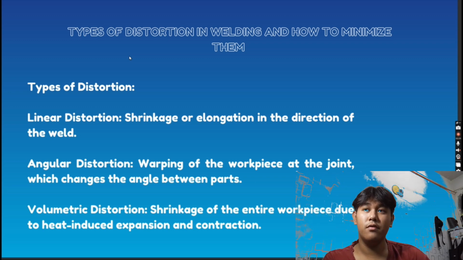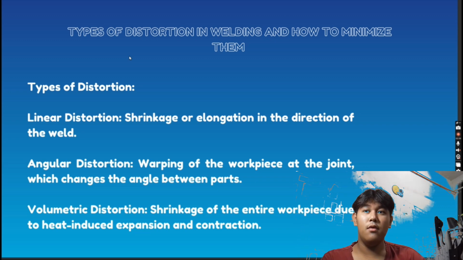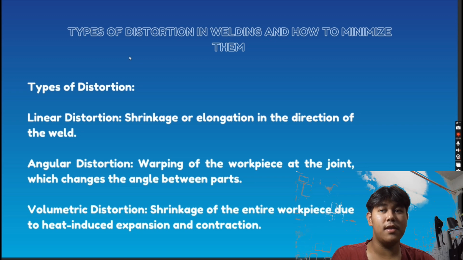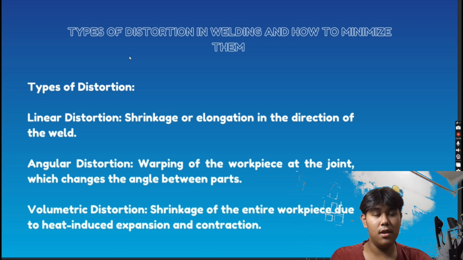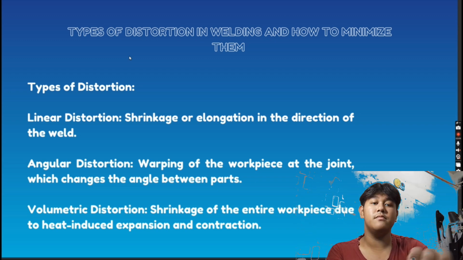Finally, we will go through the last part of the presentation, which is types of distortion in welding and how to minimize them. We have three types of distortion. The first one is linear distortion, which is shrinkage or elongation in the direction of the welds. Secondly, angular distortion, which means warping of the workpiece at the joint, which changes the angle between parts. And the last one is volumetric distortion, shrinkage of the entire workpiece due to heat induced expansion and contraction.